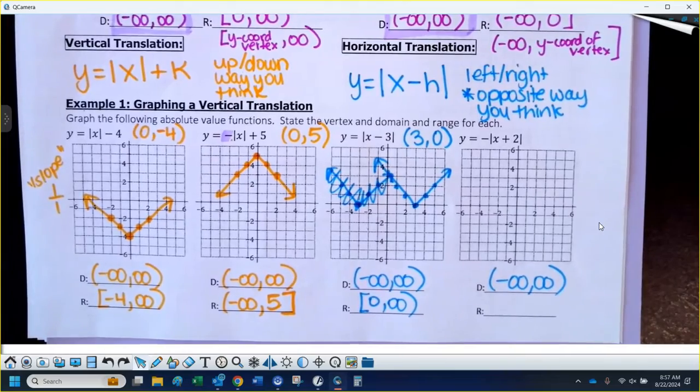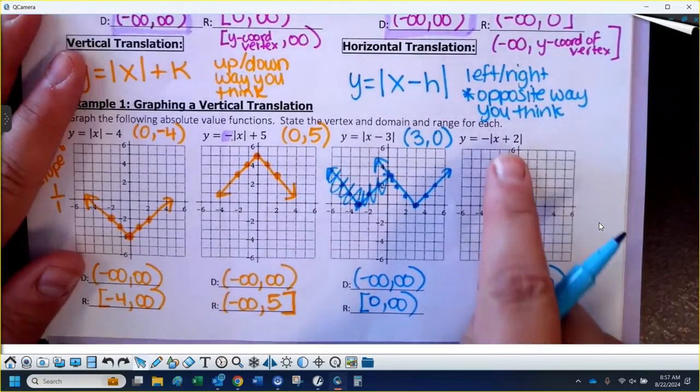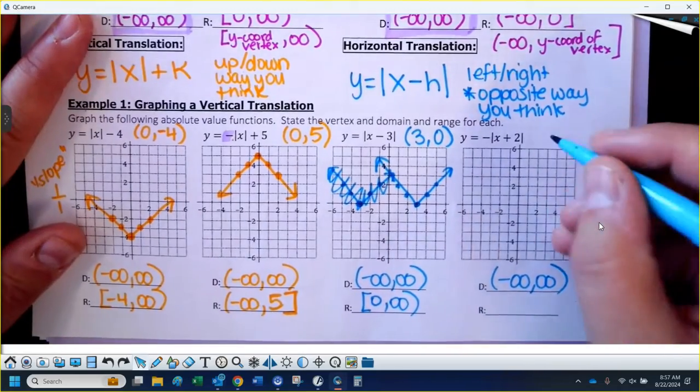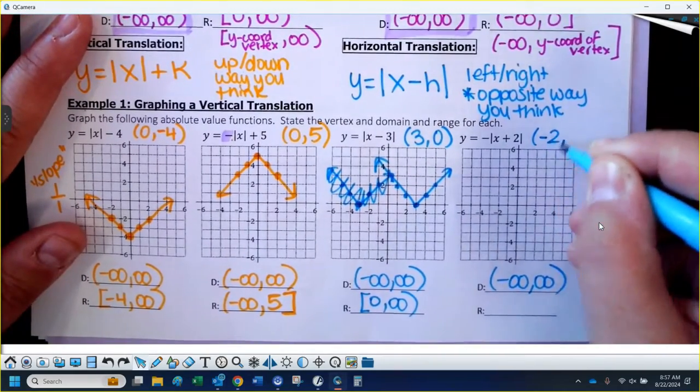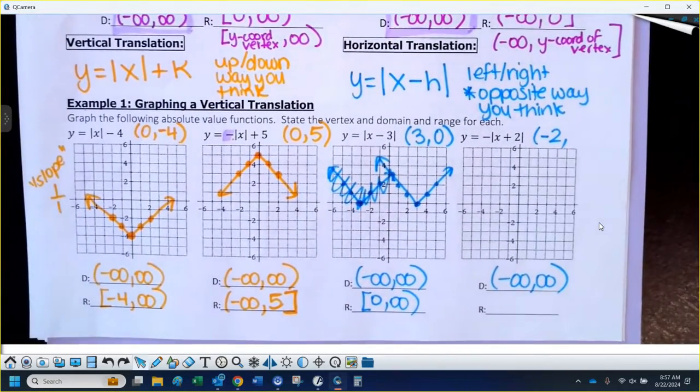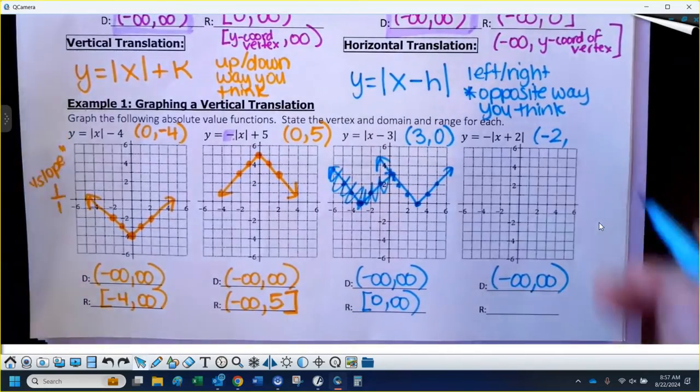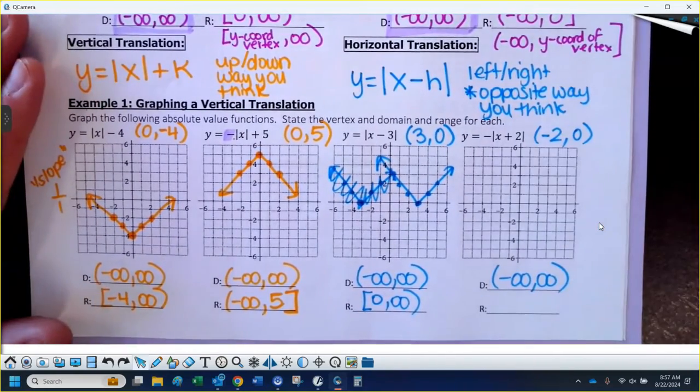Now, the one next to this, again, whatever's inside with the x, it's the opposite of what you think. So to me, that looks like a +2, so I automatically write -2. If I plugged in -2 inside that absolute value, it would set that equal to 0. That's where it switches from one side of the v to the other, but that's why it's the opposite of what it looks like. And then nothing added or subtracted to the side, so 0.